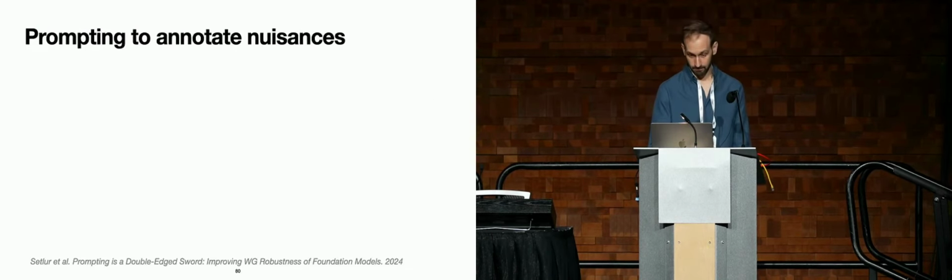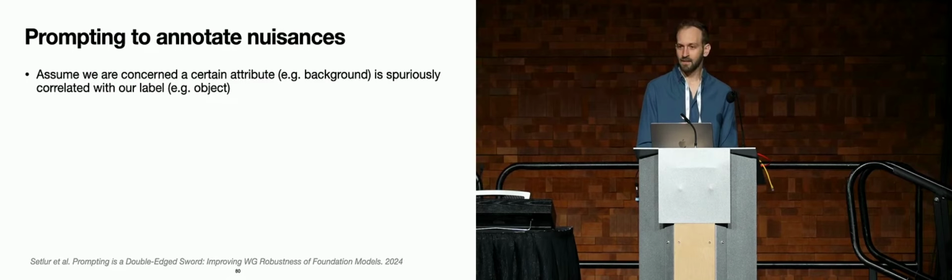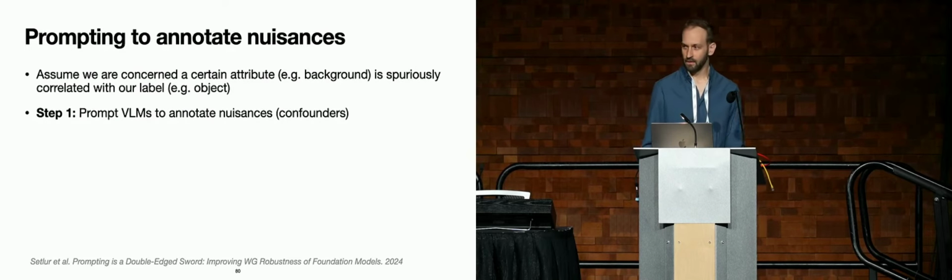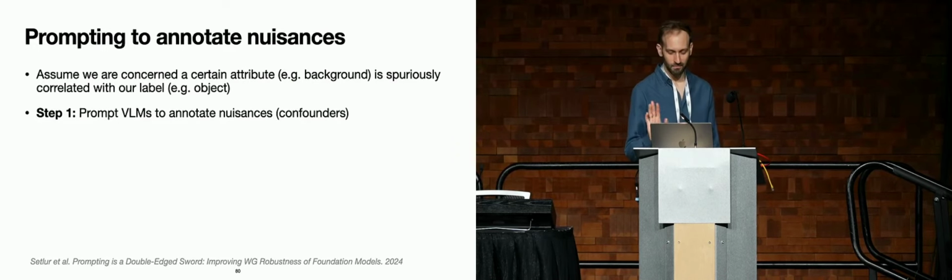So, assume that we are concerned with a certain attribute, for instance, the background of an image, like we were earlier. We want to know what is the type of background that an image has. And we think maybe it might be spuriously correlated with some object that we are interested in detecting. So their method is very simple. Step 1 is we'll prompt some visual language model, some VLM, to annotate the nuisances, or what they call confounders, what we call here nuisances. So you're not confused by the labels that appear here.